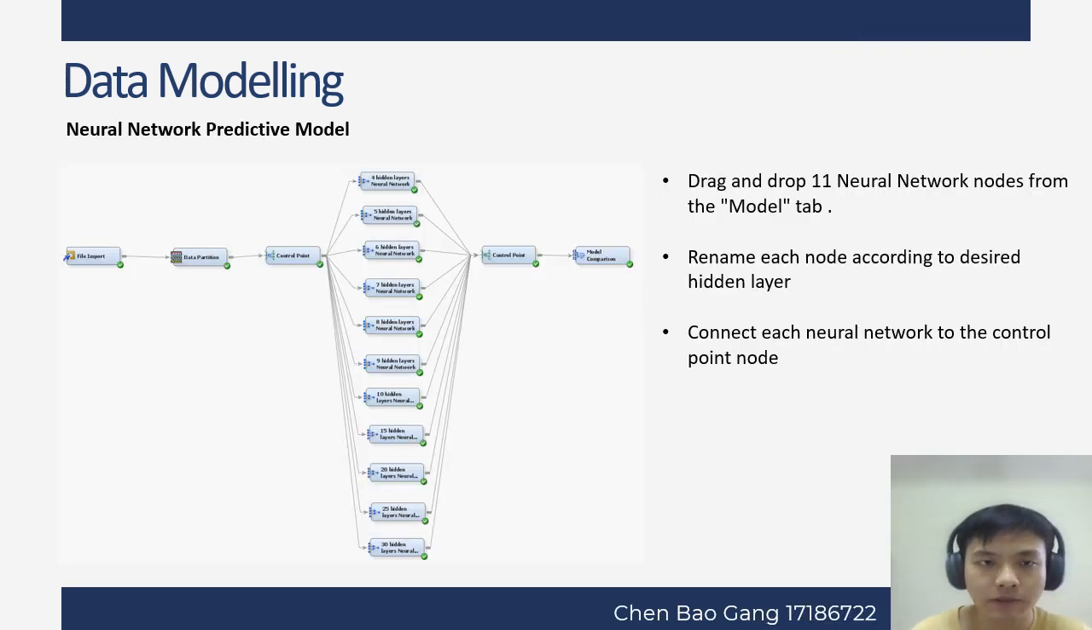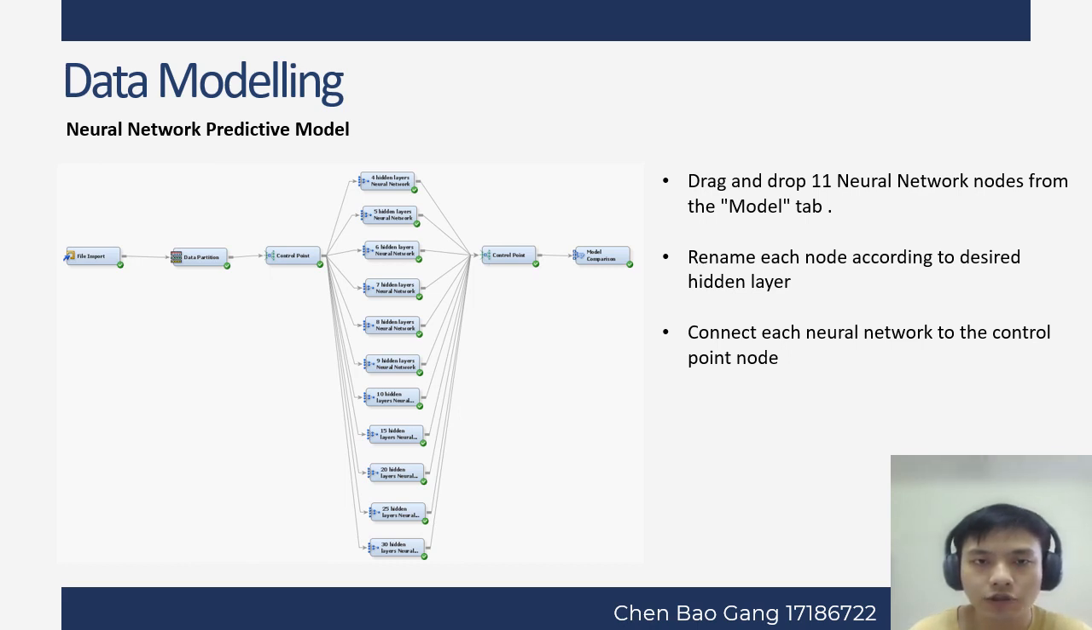Hi everyone, I'm Chen Baogang. I will continue with the modeling phase of our project, and I'm going to present the neural network module. When it comes to training our data with a neural network, we can start by dragging and dropping 11 neural network nodes from the module tab into the diagram. This will allow us to build multiple neural network modules and explore the performance.